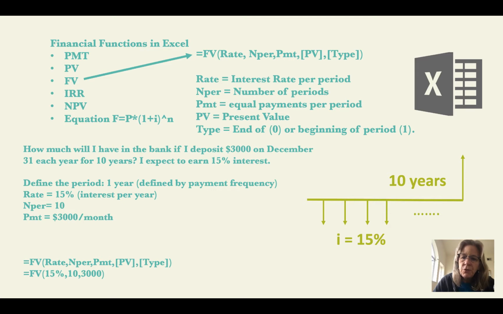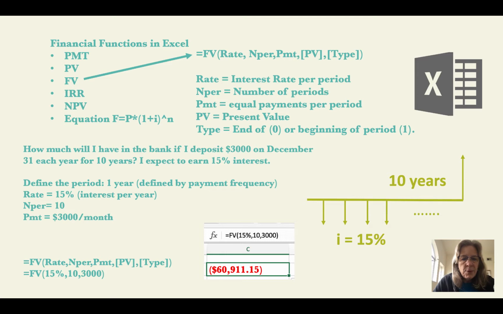So I want to know what the future value is if I'm paying $3,000 per year for 10 years. And I put that in there and it comes up with $61,000 at the end of 10 years if I put $3,000 a month, $3,000 a year.